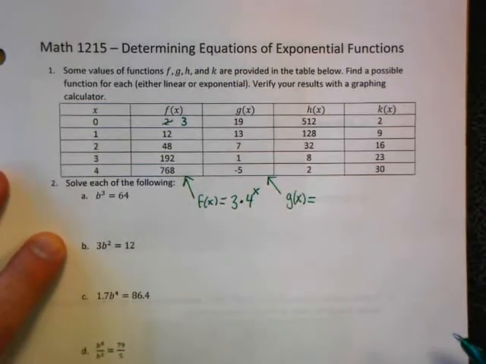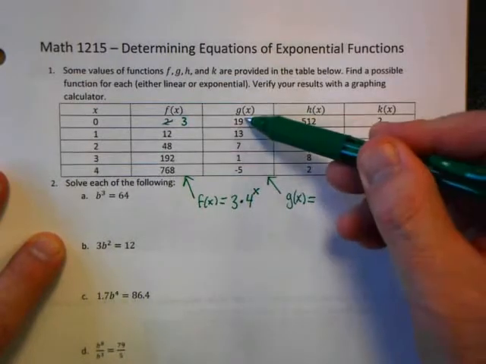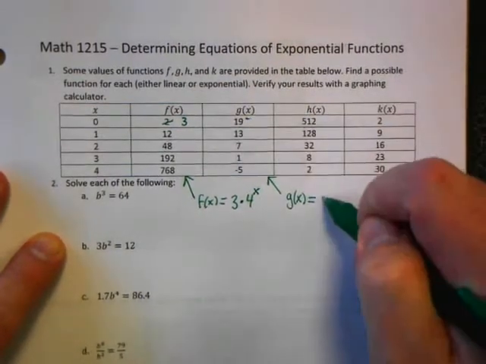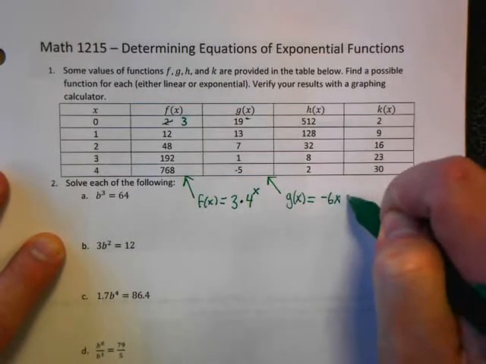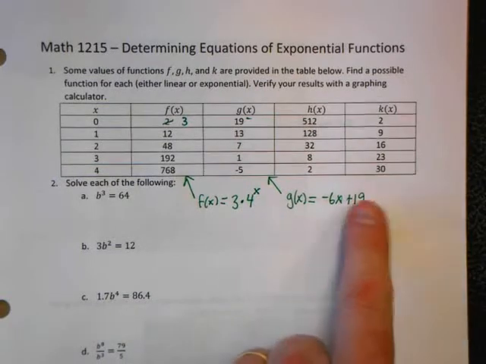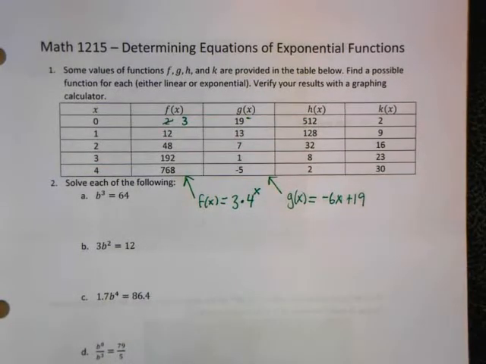Close. What's the slope? The slope is -6 because it's going down by 6 each time. And the y-intercept is 19. So it should be -6x plus 19. You had your numbers backward. The y-intercept is 19. The slope is -6.